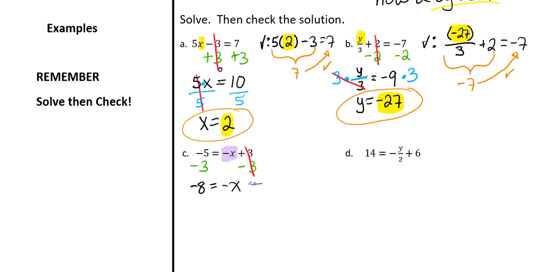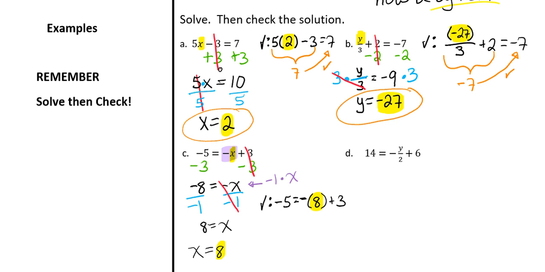Now remember that this negative x is actually like negative 1 times x, right? So we're going to want to divide both sides by negative 1. And that's going to leave us with 8 equals x. We can even rewrite that as x equals 8. So now we just need to check that. So we're going to plug it in, see if we were right.